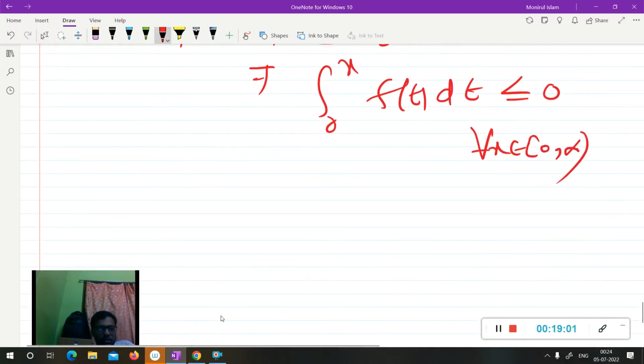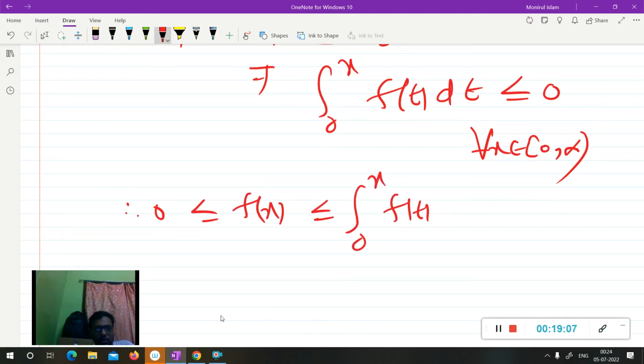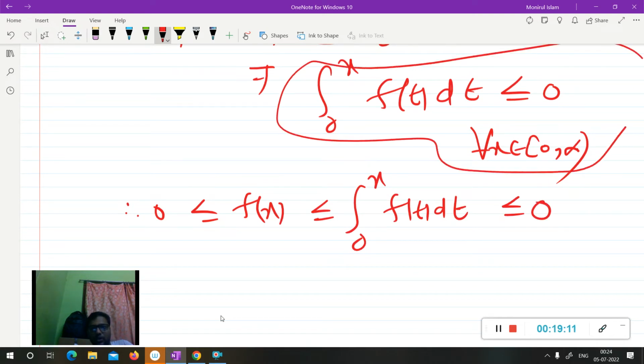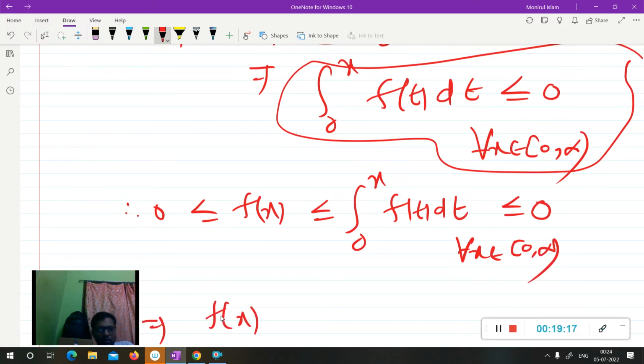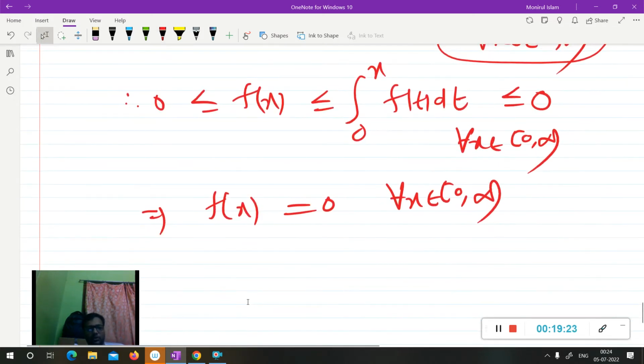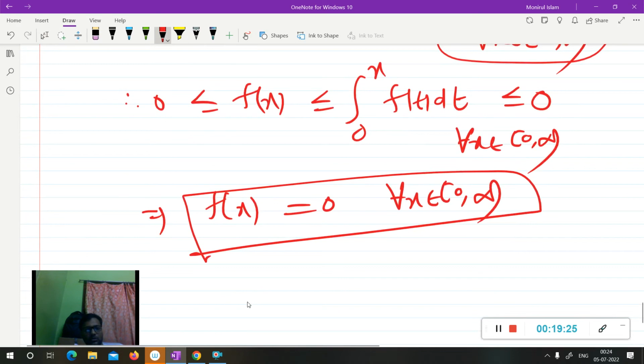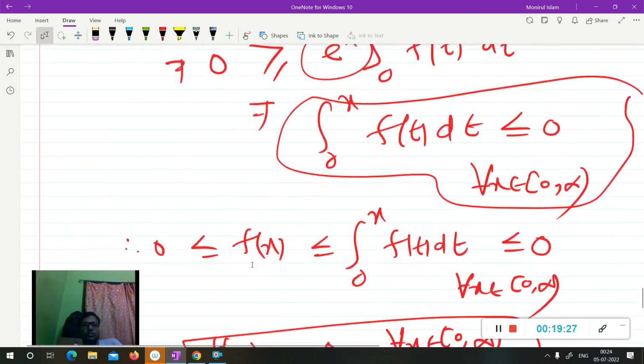Now f(x) ≥ 0, and f(x) is also given to be less than or equal to ∫ from 0 to x of f(t) dt. But I proved that this integral is less than or equal to 0 for x in [0, infinity). So from here you get f(x) equal to the zero function. So I have done the proof. Hope you get the result.